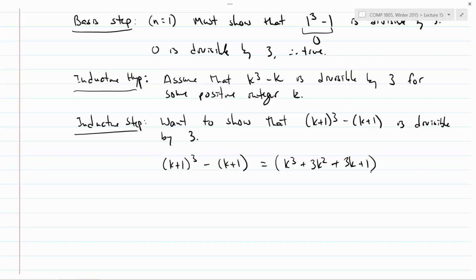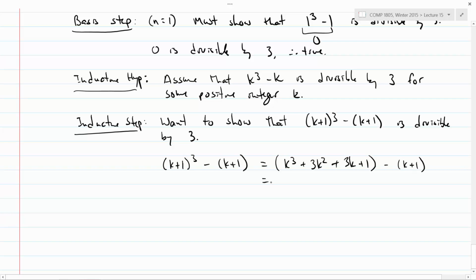If you don't know how to do this, that's okay. You can just do it out the long way. So (k+1)^3 is the same thing as (k+1) times (k+1)^2. (k+1)^2 is k^2 + 2k + 1, and then you expand it out with k+1, and you'll get exactly this. It's a bit of work, but that's how you do it. And I still have this minus (k+1) here.